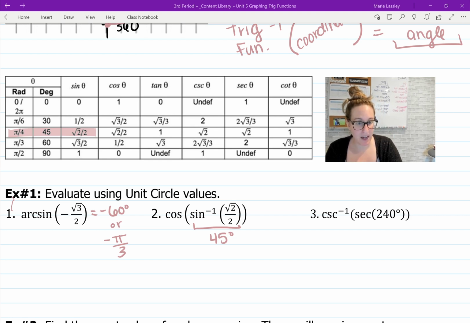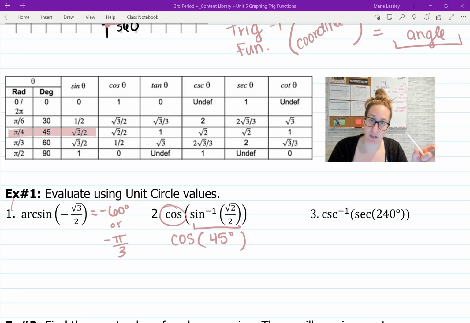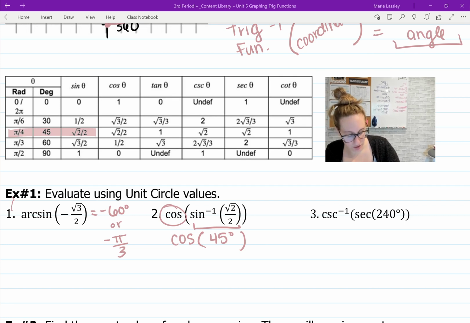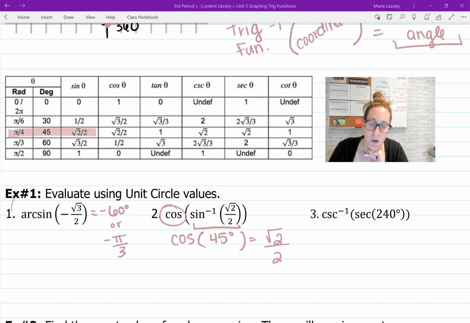Now we still have this other cosine on the outside, right? We have this cosine hanging out right here. So this is, like I said, a two-part question. So now we're going to do the cosine of 45 degrees. We're solving like two questions in one. We did the inside piece, we got 45 degrees. Now we have to do cosine of that 45 degrees, which is also the square root of 2 over 2. So our final answer for this one is square root of 2 over 2.